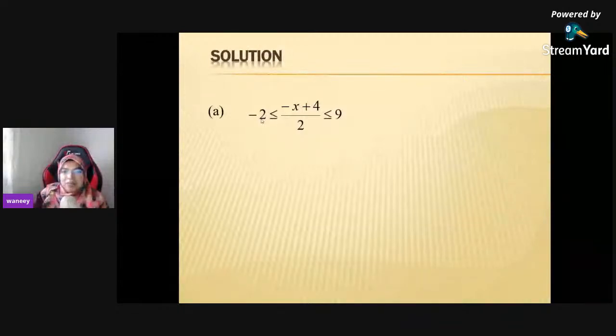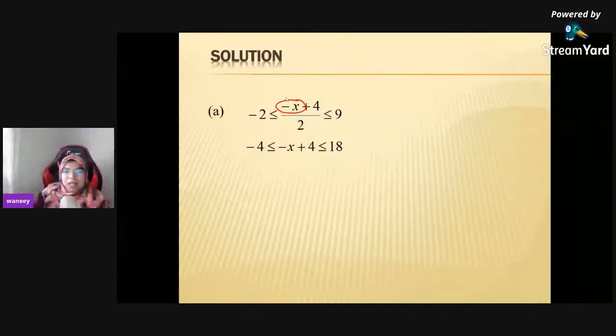Okay, so A, I have -2 less than or equal to (-x plus 4)/2 less than or equal to 9. I need to make sure that I have x as the subject. So I should do something with the 2. What I should do with the 2 is that I'm going to times 2 on the left hand side, and times 2 on the right hand side. Since 2 is definitely a positive number, that means I don't have to flip the inequality sign.